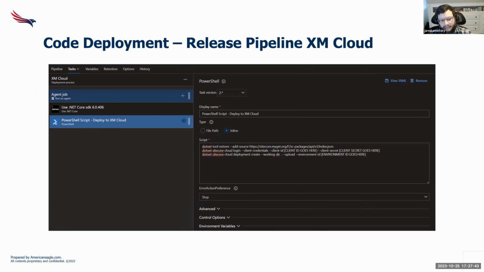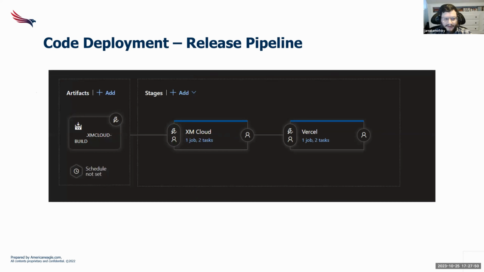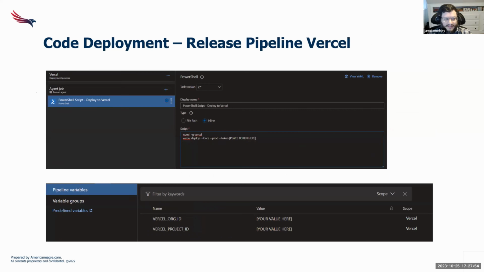And then here, this is the second task. So just to go back here, Vercel. This is the second task, and again, this is using the Vercel CLI. It's pretty straightforward. It's in the Vercel documentation, but you just run npm i -g vercel and then vercel deploy, and you give it a token. You make that token on your user account.